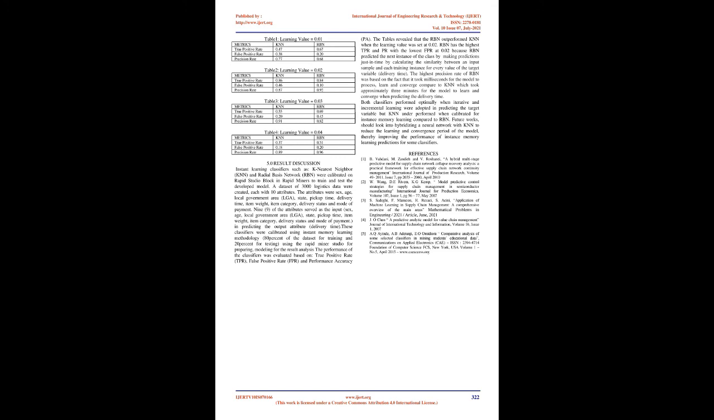The highest precision rate of RBN was based on the fact that it took milliseconds for the model to process, learn, and converge compared to KNN, which took approximately 3 minutes for the model to learn and converge when predicting the delivery time. Both classifiers performed optimally when iterative and incremental learning were adopted in predicting the target variable, but KNN underperformed when calibrated for instance memory learning compared to RBN. Future works should look into hybridizing a neural network with KNN to reduce the learning and convergence period of the model, thereby improving the performance of instance memory learning predictions for some classifiers.